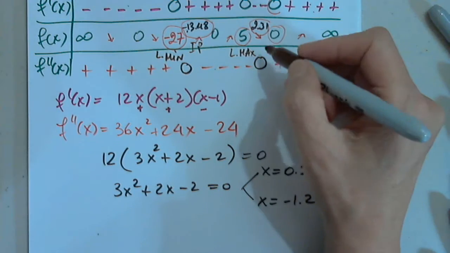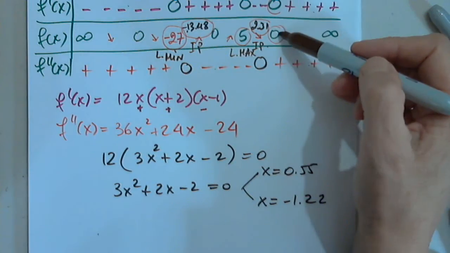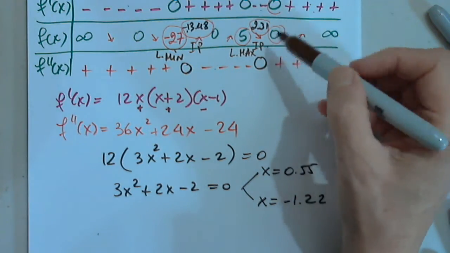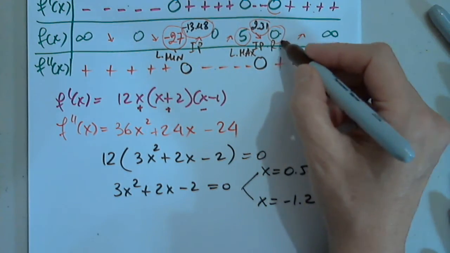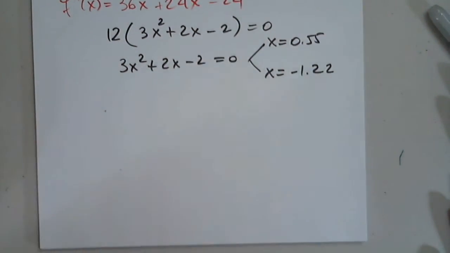0.55, 2.31. Another inflection point. Very good. And finally, 1, 0 is another min. A relative or local min. Perfect. That's all we need. Now we're ready to graph.